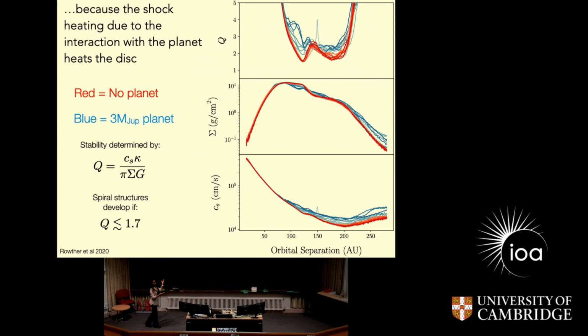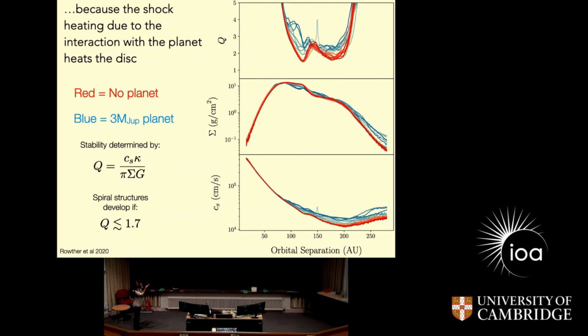Well, let's start by looking at this Toomre stability parameter here. Just a reminder, this is the equation, and there are 2 key factors to think about. There's a sound speed, and then there's a surface mass density. Now, these plots are quite busy, so I'm going to walk you through them. Let's start with the top plot here. This is the Toomre stability parameter.